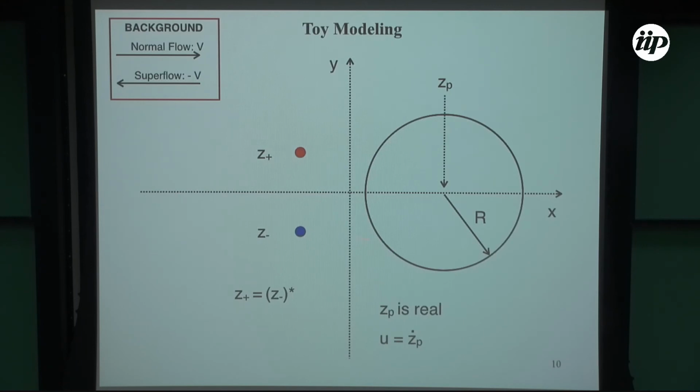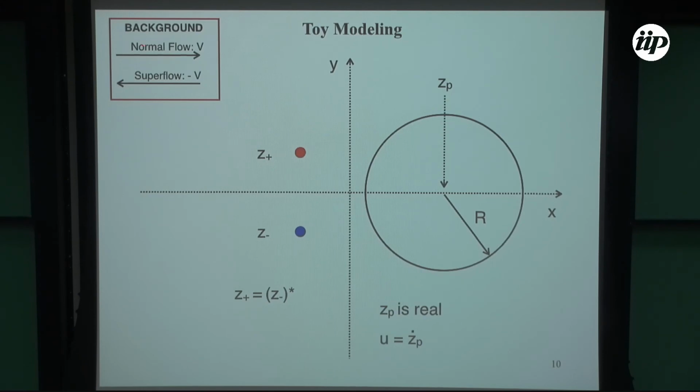We have a disc-shaped particle which has radius r, placed at position ZP. So this is a complex variable description. The positive vortex here has position Z plus. The negative one has position Z minus. Okay, we are considering axial symmetry in 3D. This means that we have a mirror symmetry here in 2D. So Z plus is the complex conjugate of Z minus. Okay, and ZP is real all the time, just because of symmetry. Okay, the velocity of the disk is just the time derivative of ZP. Okay. So these are the basic elements that we consider.